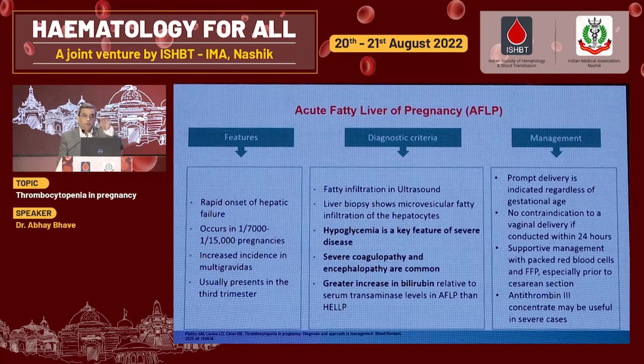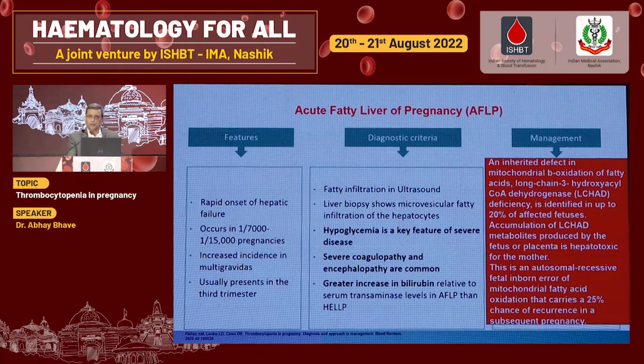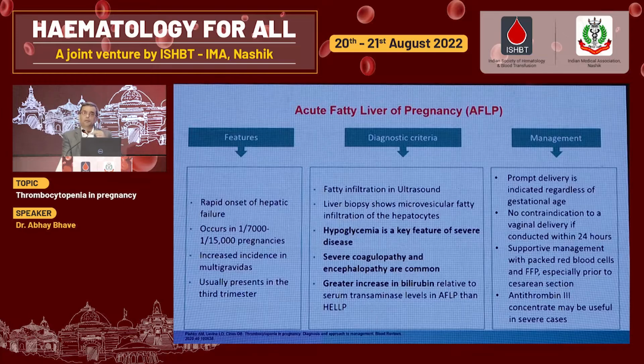Hypoglycemia: if a patient is hypoglycemic and the coagulopathy is severe, the liver is gone, then you know that you're heading towards AFLP. Now, in such a situation, you have to deliver, prompt delivery. Just give component therapy and get on with it.